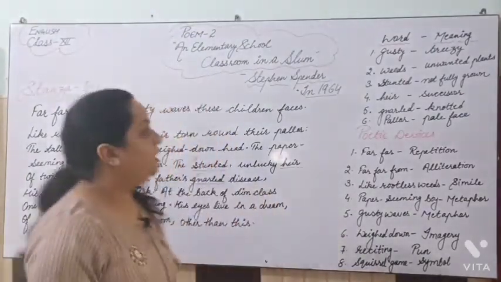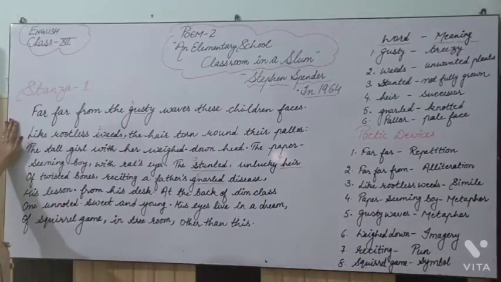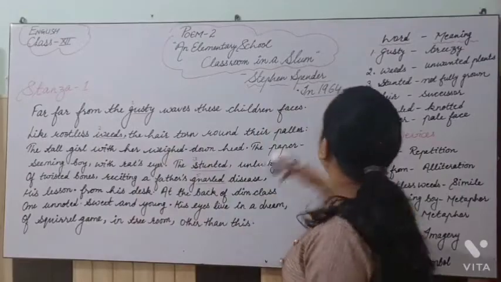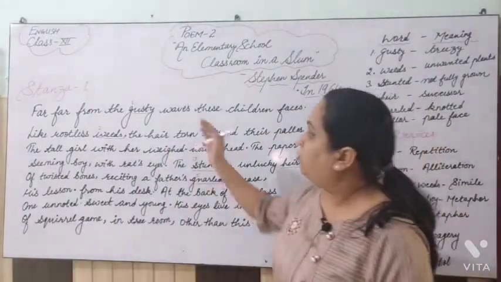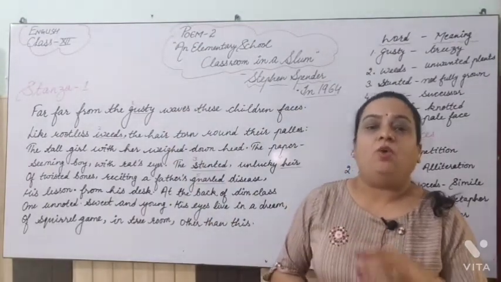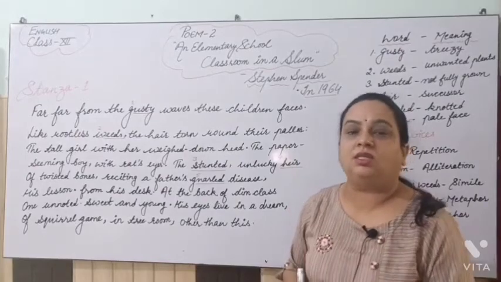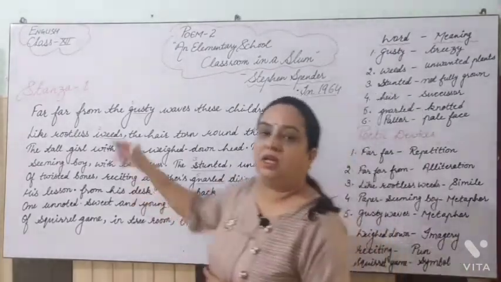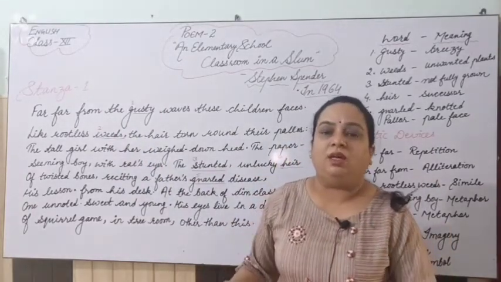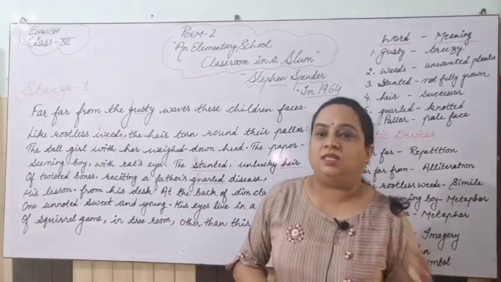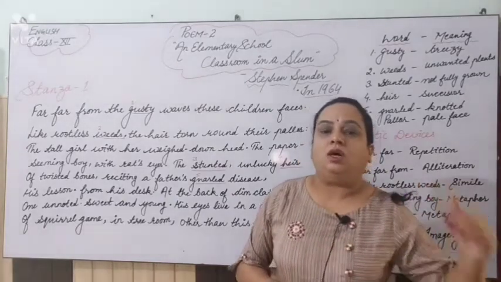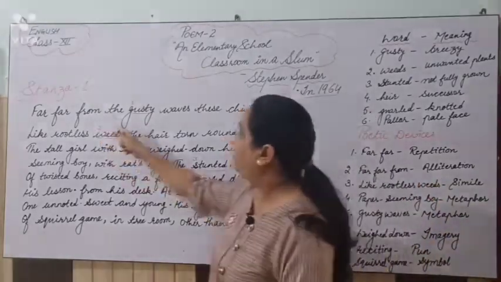So let's see first the explanation of the stanza, and the first line says, far, far from the gusty waves. When we talk about this word gusty, gusty means what? The breezy, right? So far from the gusty waves. Here the poet wants to say the children who are reading in the slum school are not getting the environment which other children are getting, who are living in city areas, town areas, and the children who belong to the rich community, right?